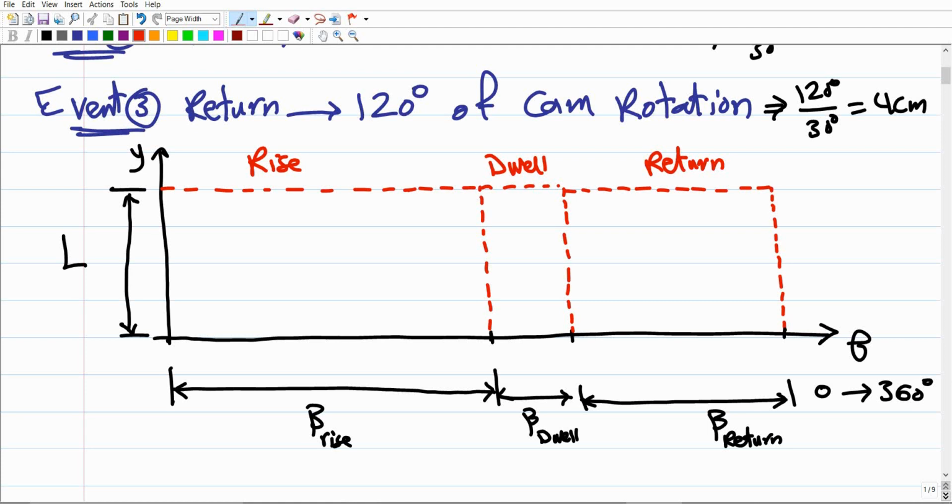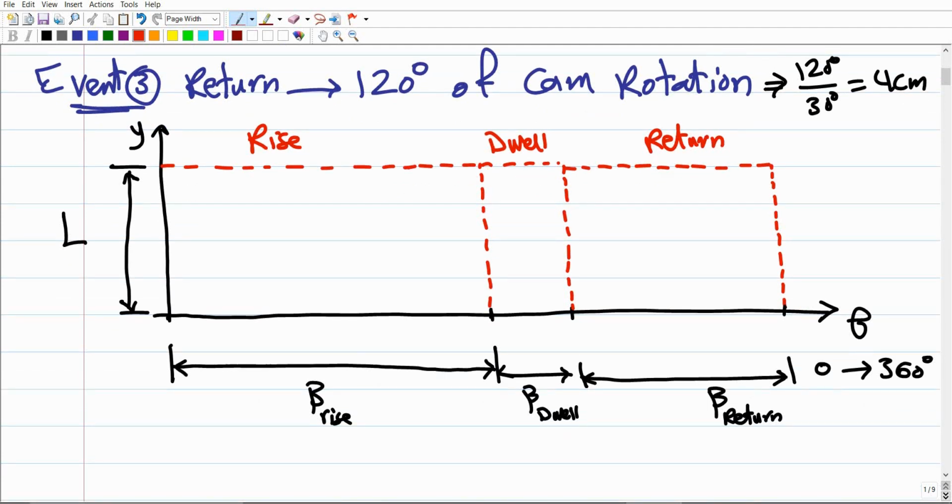But here in this video, I'm going to show you how we can represent these different types of the follower motion graphically during the rise period and during the return period. Something that you should understand about the dwell period: the dwell period is just stationary, the follower is just stationary, so there is no displacement.